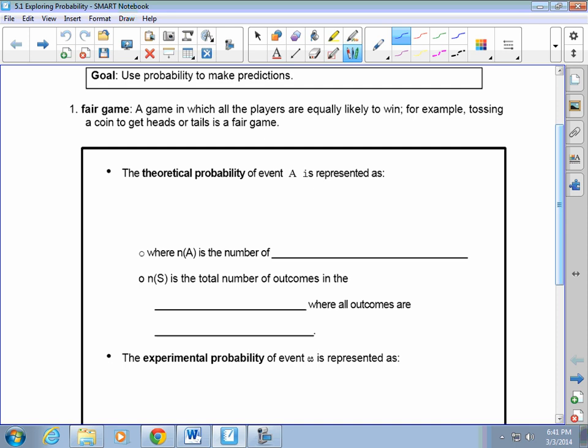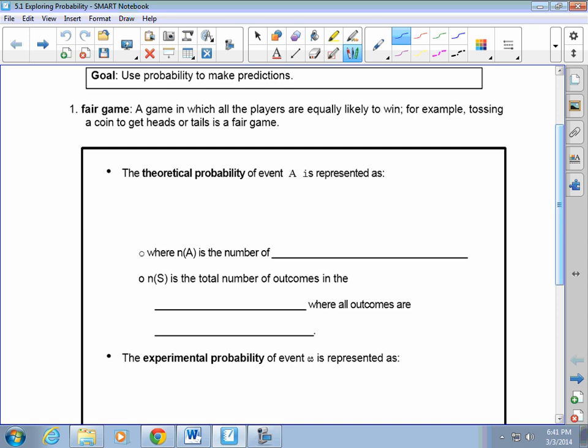First thing is a definition of a fair game. A fair game is a game in which all the players are equally likely to win. For example, tossing a coin, getting heads or tails, is a fair game. An unfair game would be if you had a coin that was fixed and it had both heads or both tails.